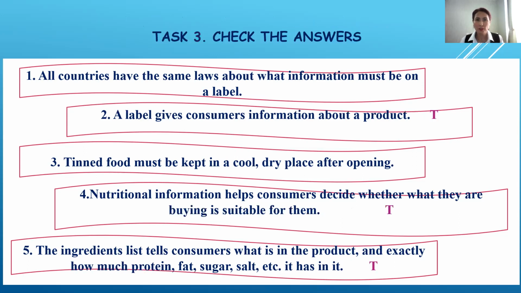Well, let's check your answers. The true 3 sentences are: a label gives consumers information about the product. The next true sentence is nutritional information helps consumers decide whether what they are buying is suitable for them. And the third true sentence, the ingredients list tells consumers what is in the product and exactly how much protein, fat, sugar, salt, etc. it has in it. Well done. I hope you got 3 points for this task.